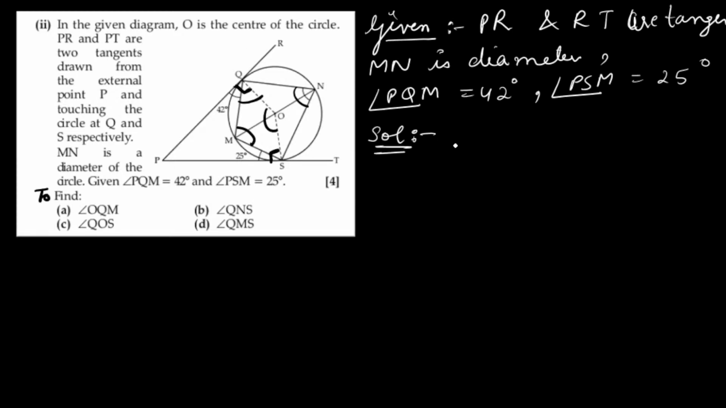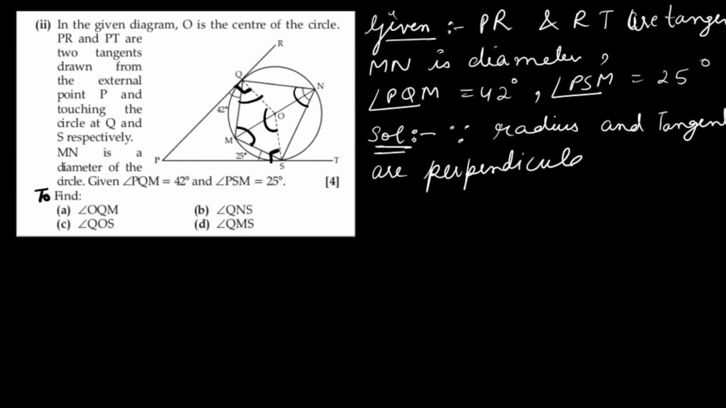Okay, so since radius and tangent are perpendicular, you can write angle PQO is equal to 90 degree. Also angle OSP. So both equal to 90 degree. Okay, now we have to find this angle.